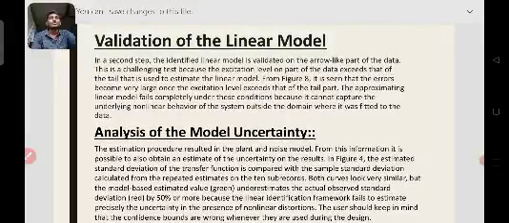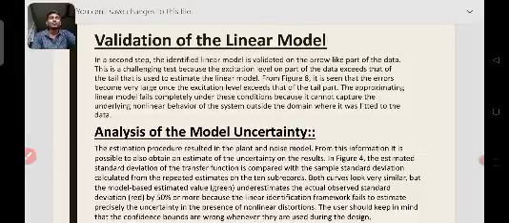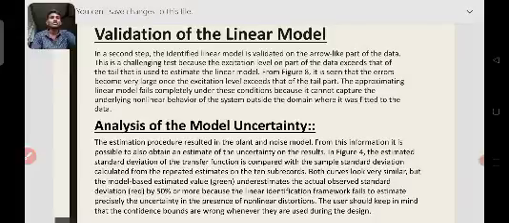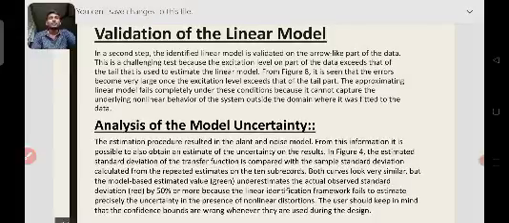In the second step, the identified linear model is validated on the arrow-like part of the record. This is a challenging test because the excitation level on part of the data exceeds that of the part that is used to estimate the linear model.